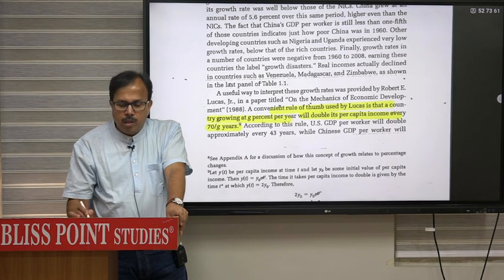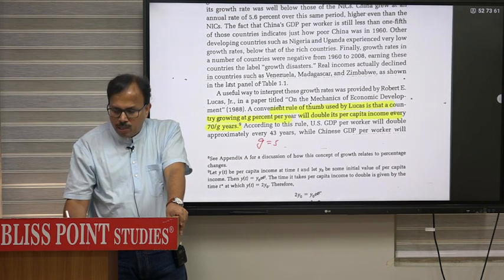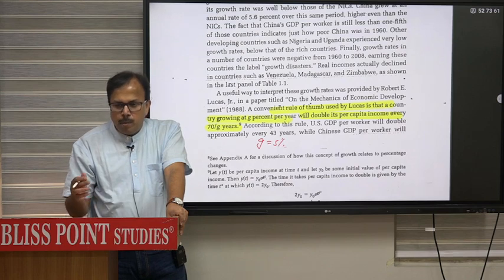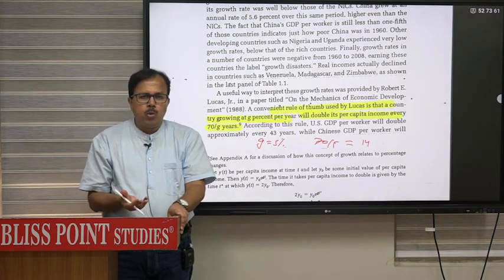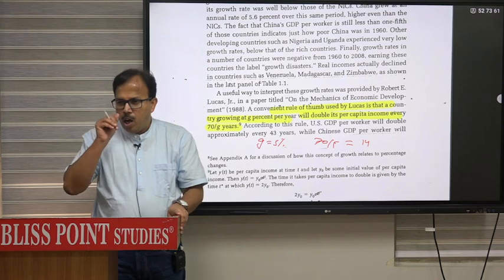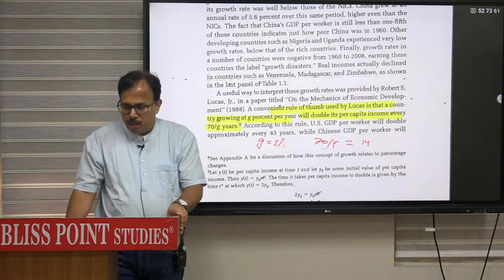That means if I consider the growth rate of the economy for India is 5%, so GDP per capita will double in 70 by 5, that means in 14 years. Whatever be the growth rate, you can calculate how much time it will take to double the GDP per capita.